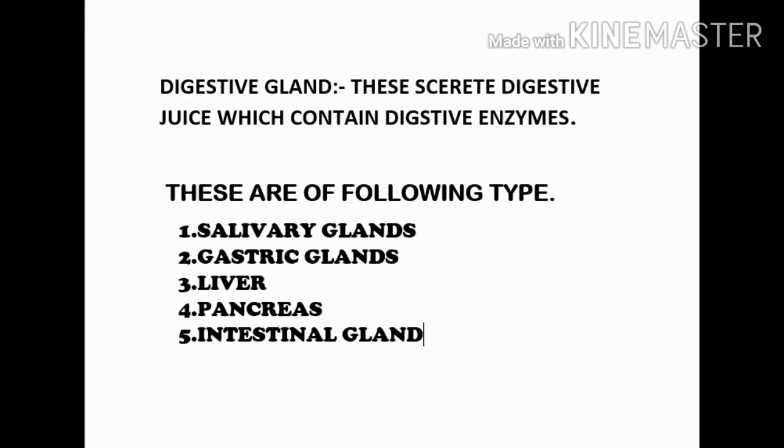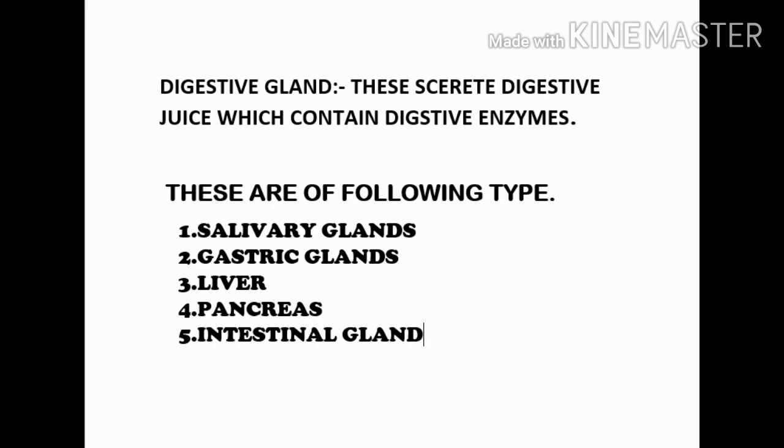First we discuss about salivary gland. In man, there are three pairs of salivary glands. These secrete saliva which contains a digestive enzyme called ptyalin or salivary amylase. Salivary ducts open in buccal cavity. Gastric glands are present in the wall of stomach and secrete gastric juice.